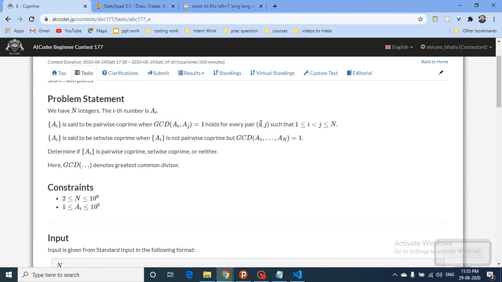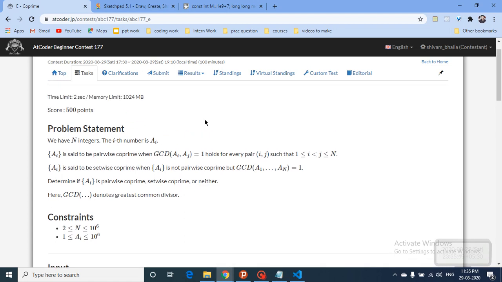So what you are given here is n numbers, and you want to tell whether all these numbers can be called coprime. All these numbers are called pairwise coprime if you choose any two numbers and the GCD of the pair is equal to 1, that is, the GCD of every pair is equal to 1.